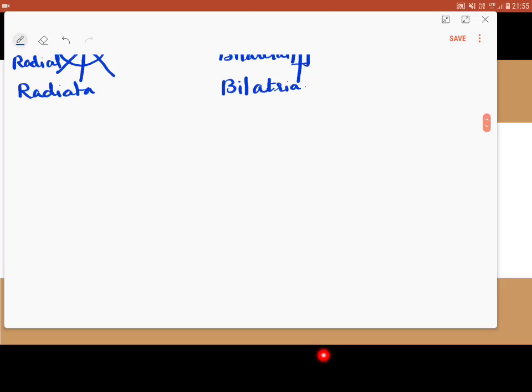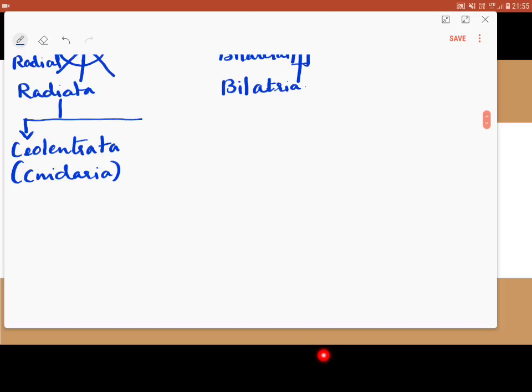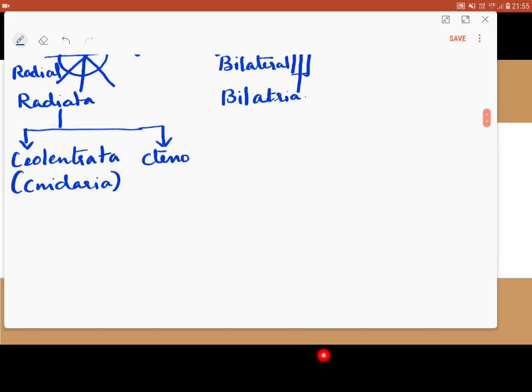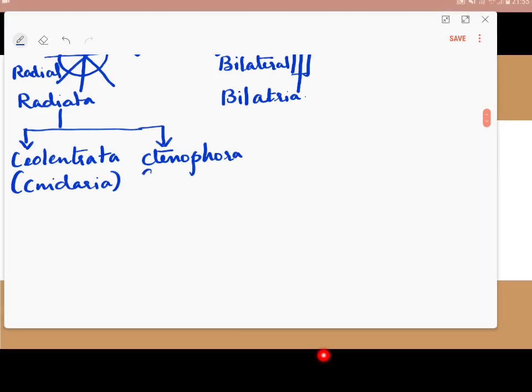Radial symmetry has 2 phyla. The first one is Coelenterata. Coelenterata's other name is Cnidaria. The other type of radial symmetry is Ctenophora. Earlier, the scientists considered Coelenterata and Ctenophora to be a single phylum Coelenterata, but there are 3 very important features which distinguish Ctenophora from Coelenterata, because of which it is separated into a separate phylum.